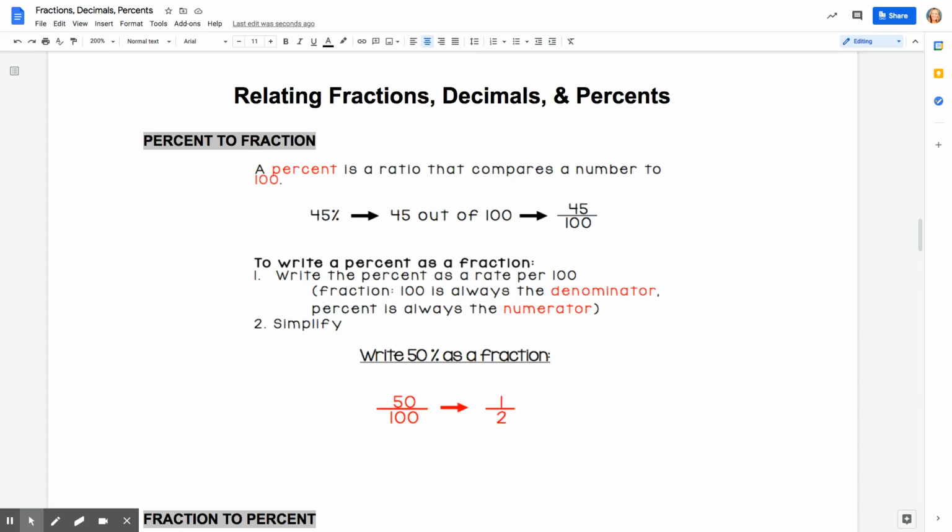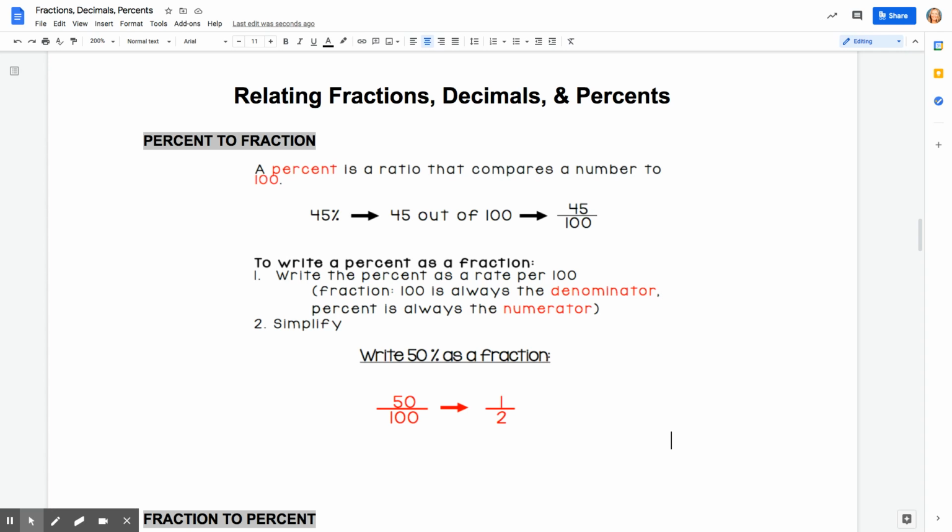Today we're going to be looking at relating fractions, decimals, and percents. And so remember, percent is a number out of 100, which means percents are ratios that compare a number to 100. So you're looking at "out of," which means division. So a percent is a ratio that compares a number to 100. So 45% means 45 out of 100, 45 over 100.